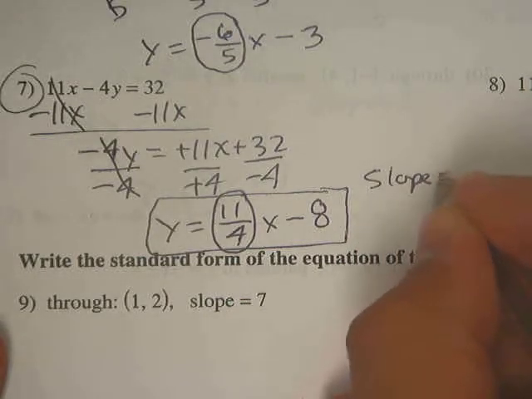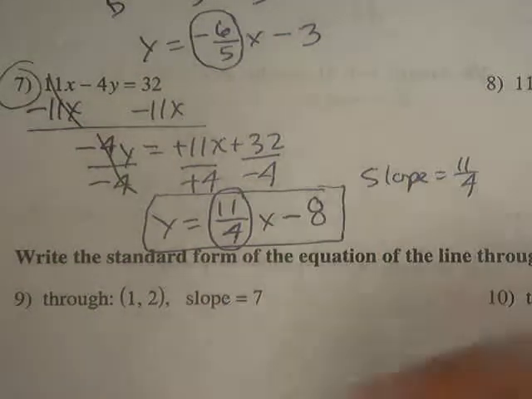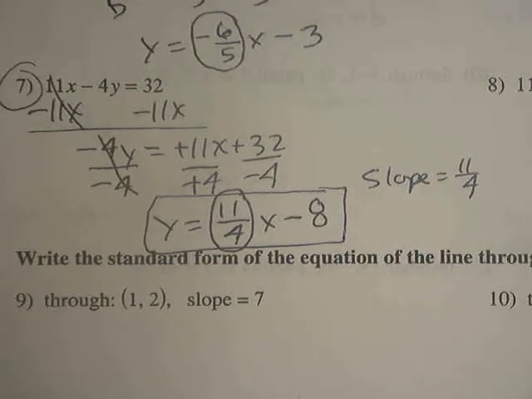So my slope-intercept form is y equals 11/4 x minus 8. And my slope is going to be 11/4.